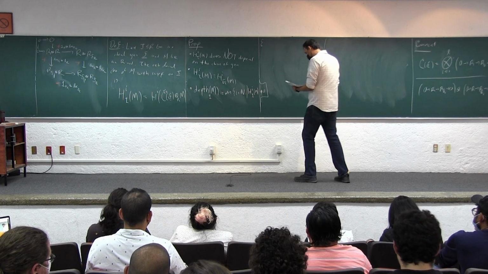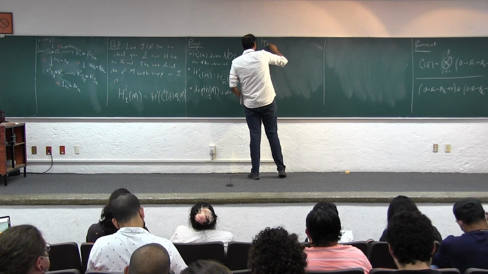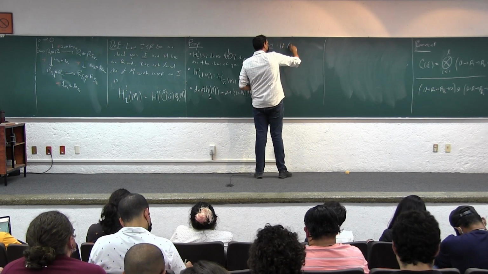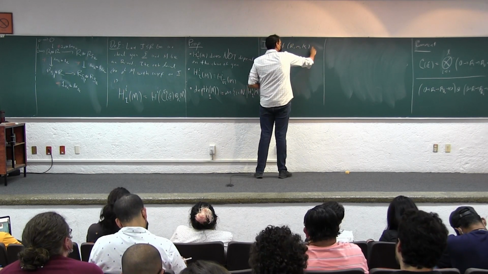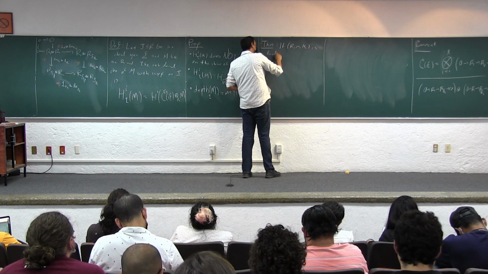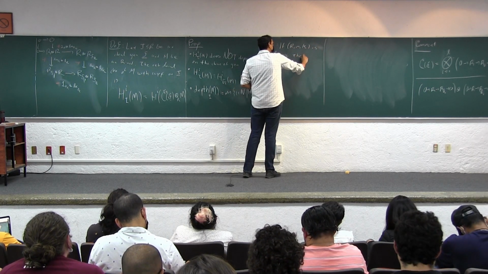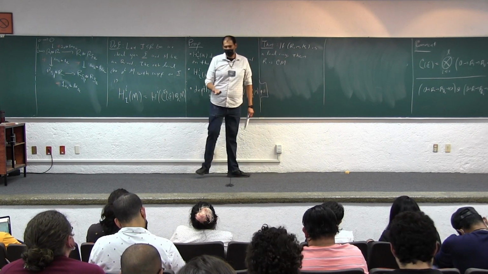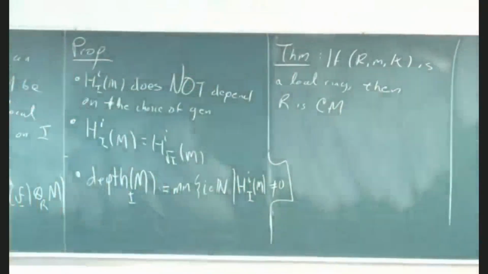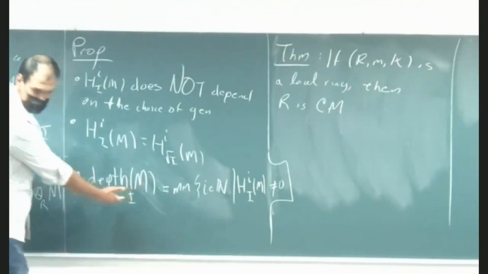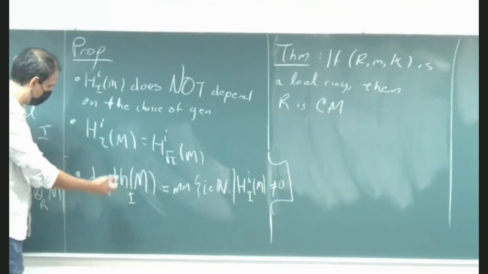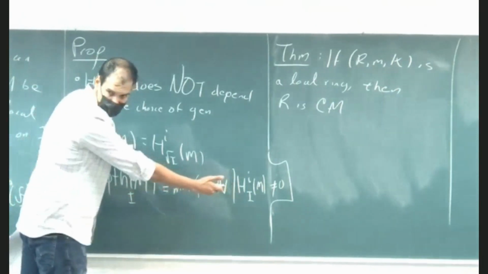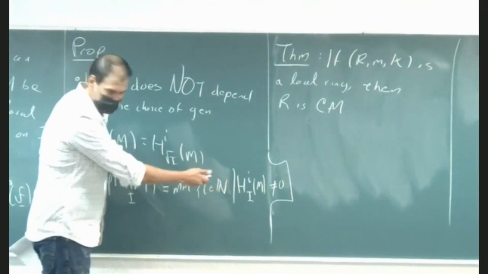Well, now with that, let me mention a theorem, which is pretty much a corollary of this. Let (R, m, k) be a local ring. Then R is Cohen-Macaulay, well, by definition, if and only if the depth is equal to the dimension, no? But we know what depth is, no? Depth is the first non-vanishing. So we're saying that R is Cohen-Macaulay if and only if the first non-vanishing is at the top degree, no?